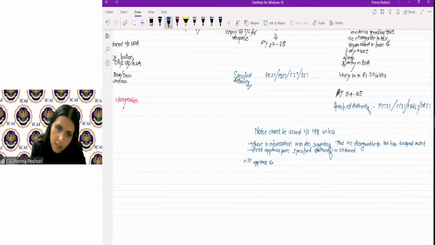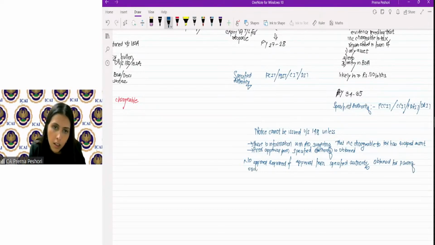No approval required if approval from specified authority obtained for passing order under section 148A. So what is my order under 148A? Order will decide whether it is a fit case to issue 148. Now, if the order is with the specified authority's approval, then I need not obtain the approval from the specified authority again for issuing 148.